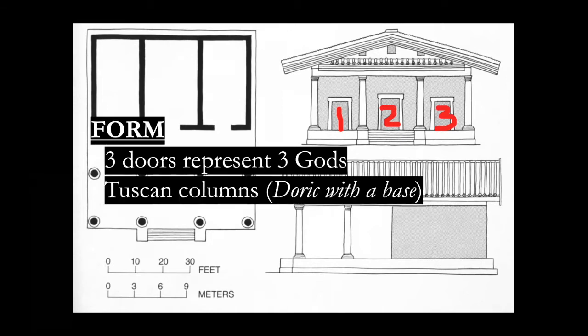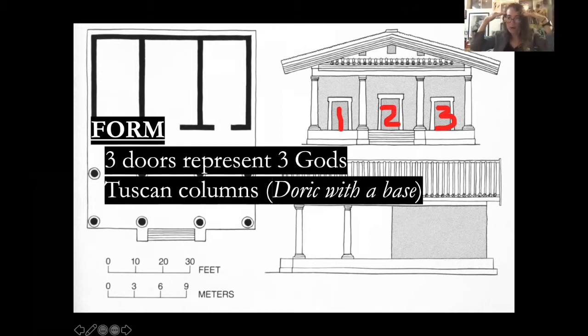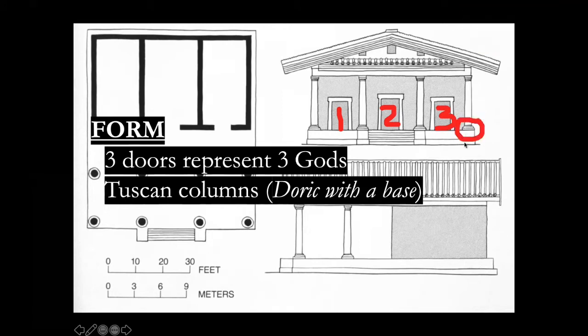These are considered Tuscan columns, right? So we know Doric has the flat top, and then Ionic has the curved top, and then the Corinthian has the flared top. So this one has the flat top, so it's Doric, except it has a base. It's all about that base. The Doric doesn't have a base, it just goes straight into the platform or straight into the ground.